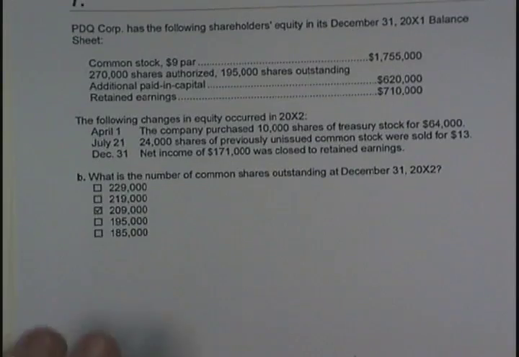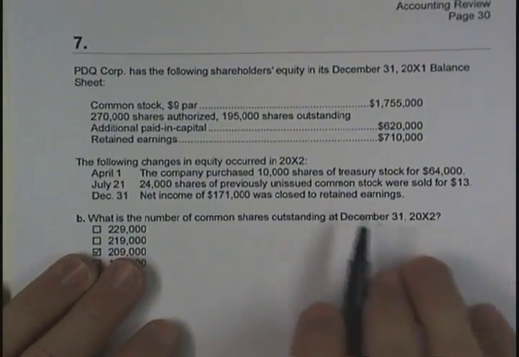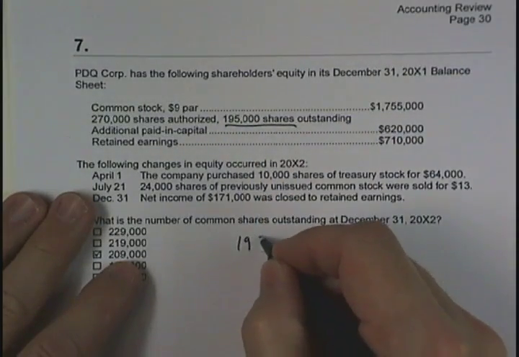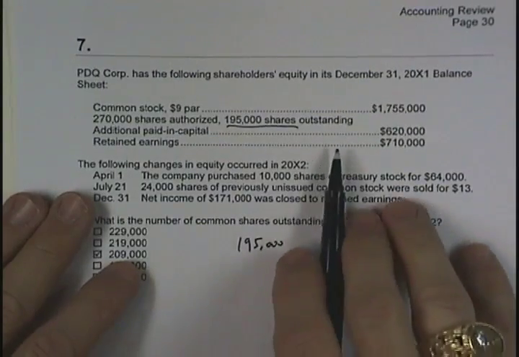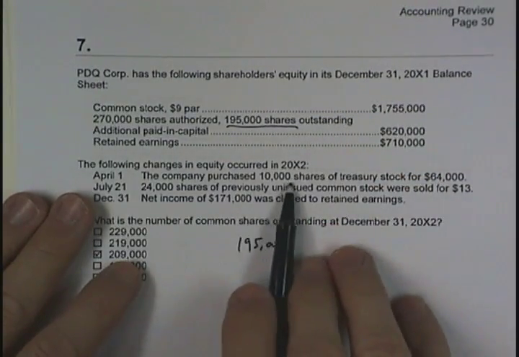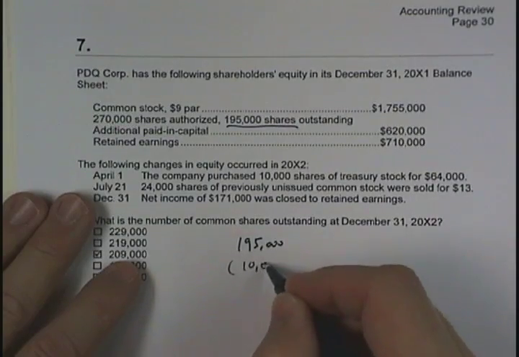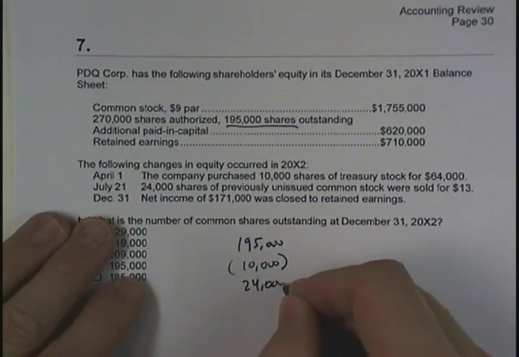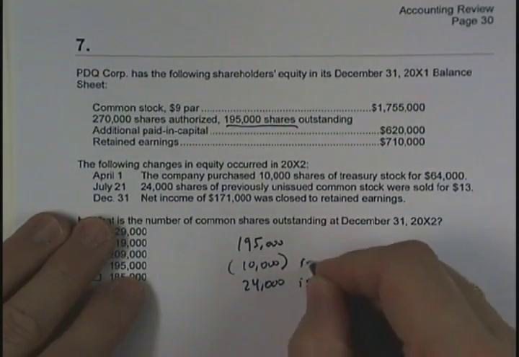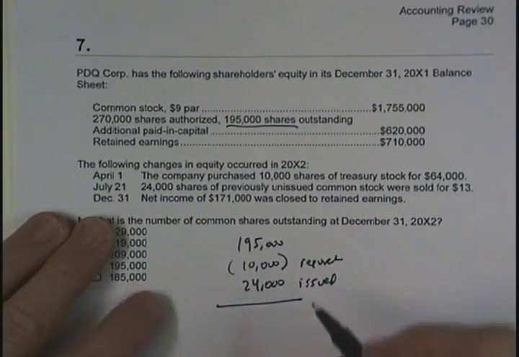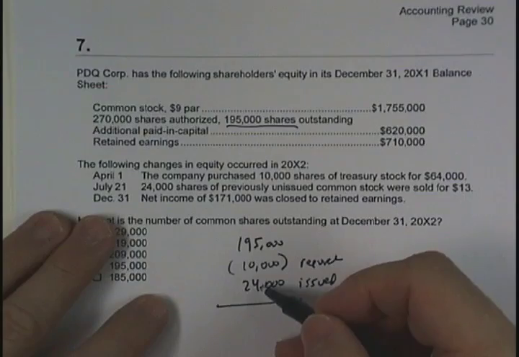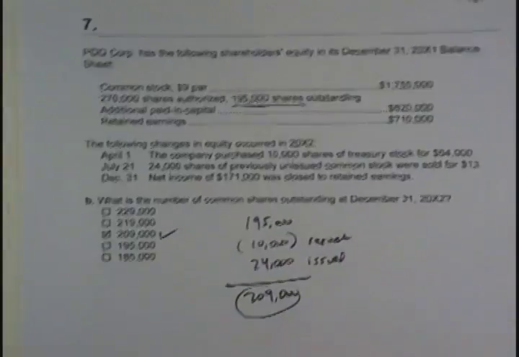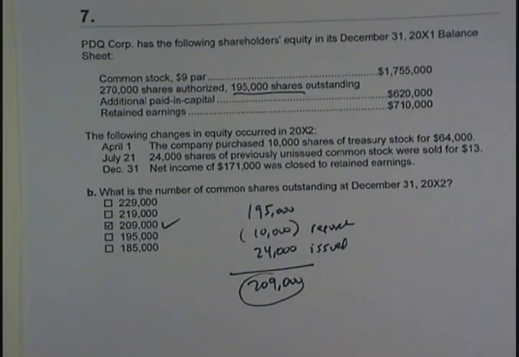Part B of problem 7 asks us the number of common shares outstanding at the end of year 2. Well, the firm had 195,000 shares outstanding initially here at the end of year 1. They repurchased 10,000 shares for treasury stock and then issued another 24,000. So the net effect was the total number of shares increased by 14,000. So there would be 209,000 shares outstanding at the end of year 2.